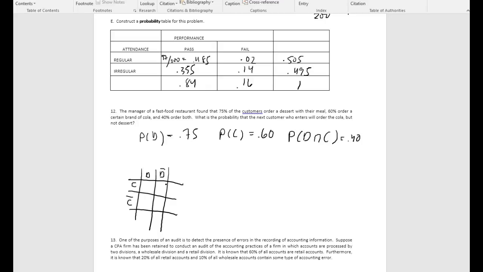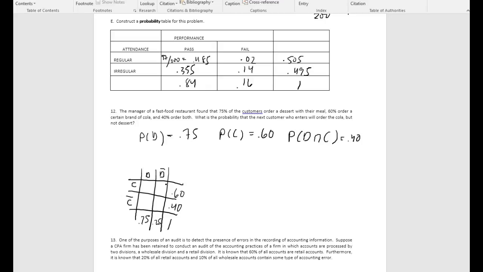All right, so here's the beginnings of my contingency table. Let's write in what we know. The probability of D, the marginal, is 0.75. So then we know what not D is as well. We know what the total is. We know what C is, 0.6. So then we know what not C is, 0.4.